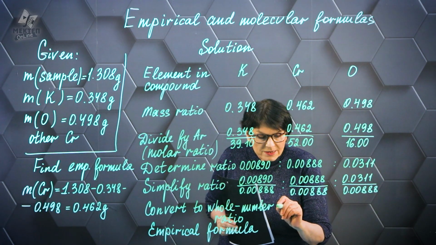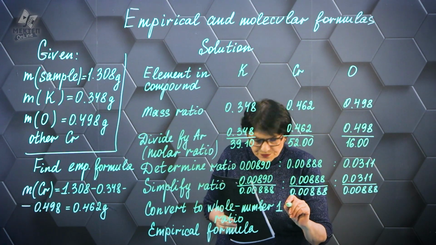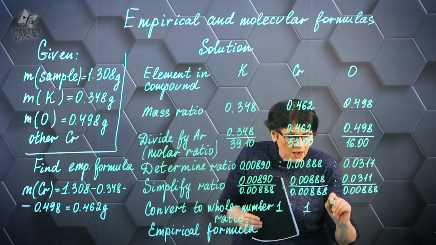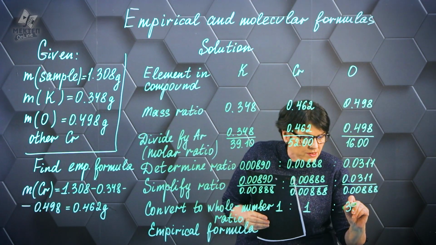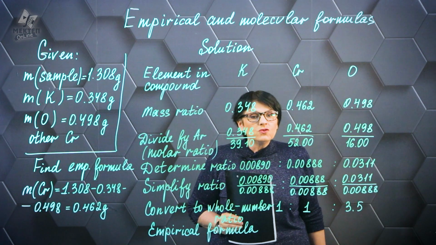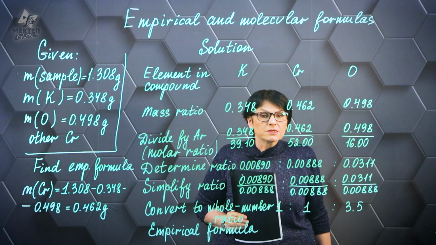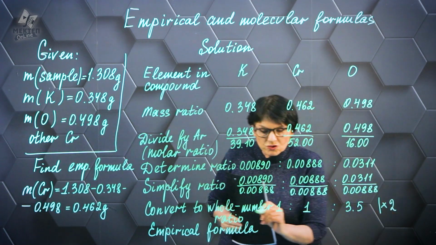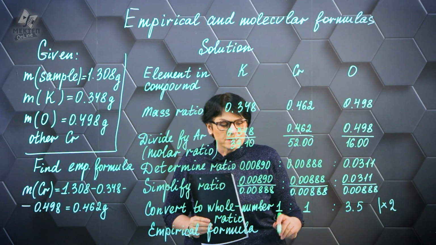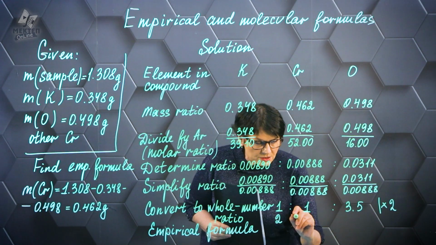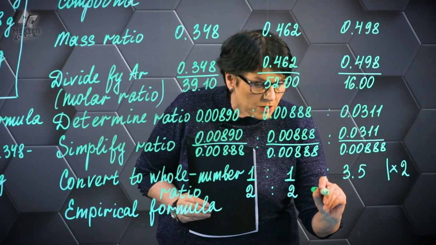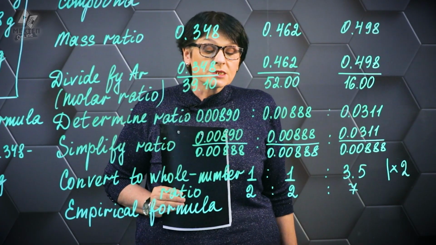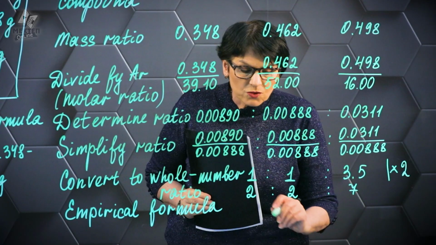For potassium, this will be 1. For chromium, this will be 1. But for oxygen, it turns out to be 3.5. But 3.5 is not a whole number, so we will need to multiply all the numbers by 2 because we want the smallest integer values, and then we will get 2 to 2, and here the number will be 7. These numbers are already integers, and then our formula is easily derived from here.